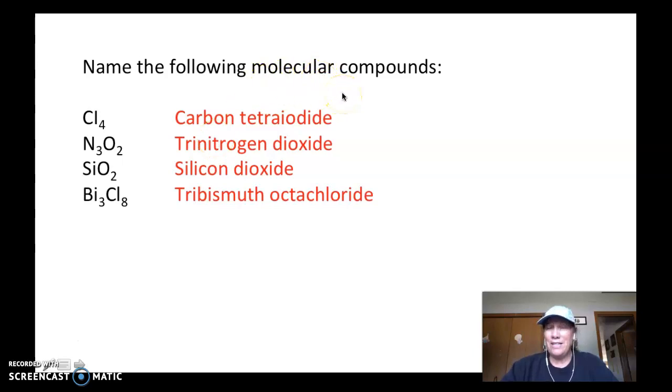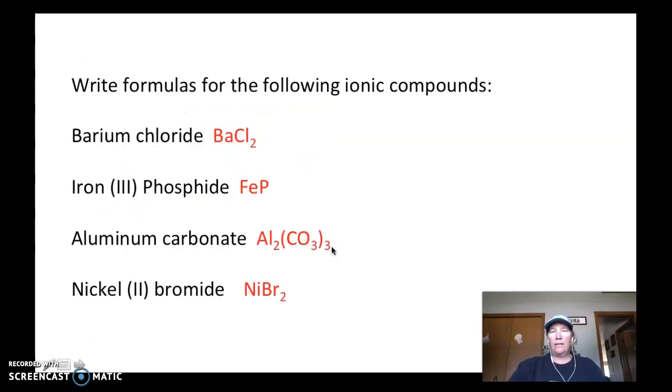How do I know they're molecular? They're two nonmetals. If you put a metal and a nonmetal together, that's when you're worried about charges. But when you have two nonmetals, you're just going to use this system. Here we got tri-nitrogen, because there's 3 of them, dioxide. Silicon dioxide, there's only one silicon. If there's only one of the second one, remember you have to use mono. Here's tri-bismuth octachloride. Okay, the numbers are there.